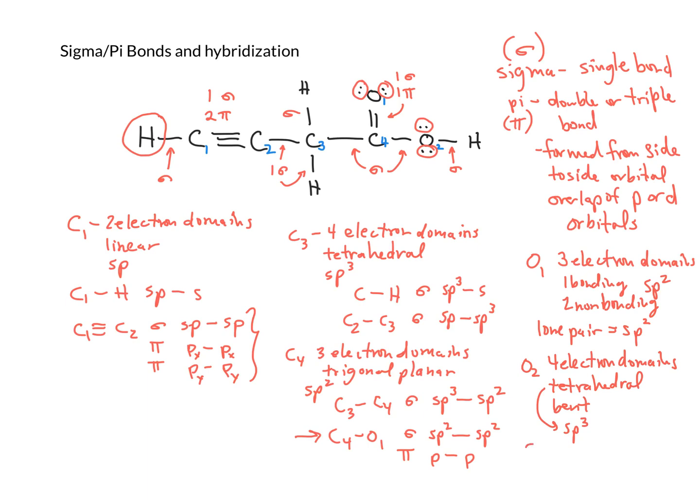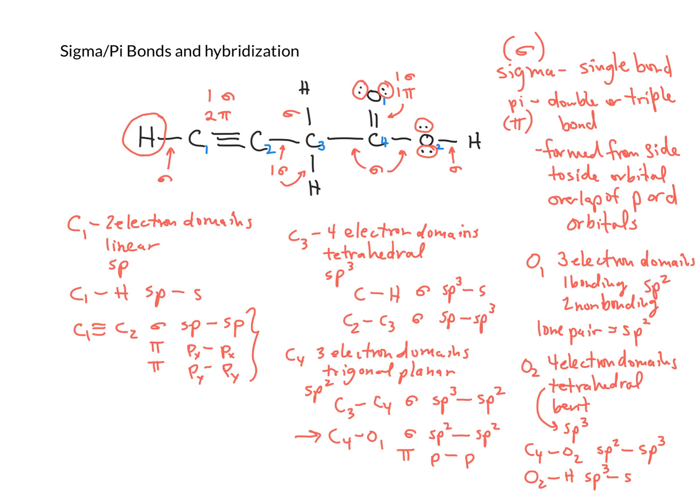My bonds, my carbon 4 to oxygen 2, that would be between an sp2 orbital from carbon 4 overlapping with a hybrid sp3 orbital from oxygen 2, and then oxygen 2 to hydrogen, that would be a hybrid sp3 orbital from oxygen overlapping with an s orbital from that hydrogen.